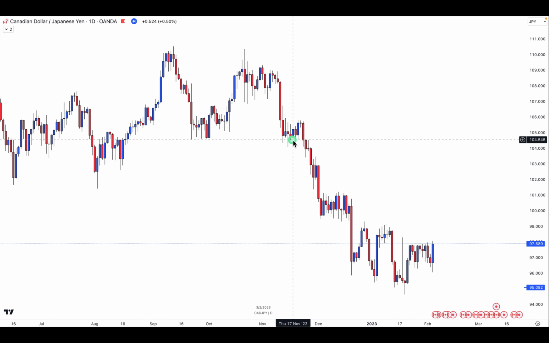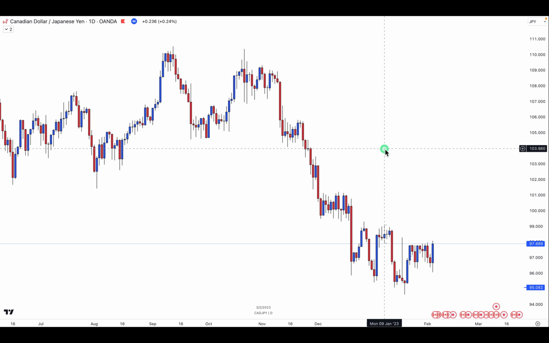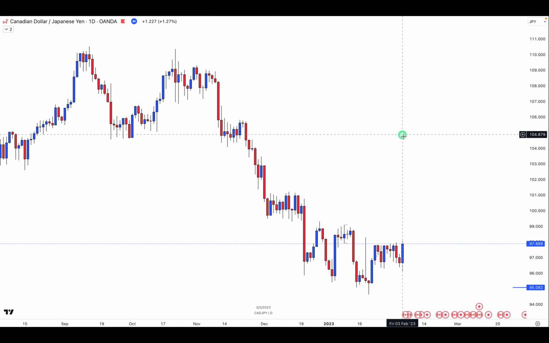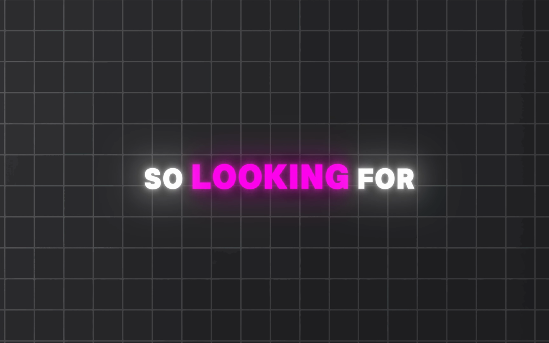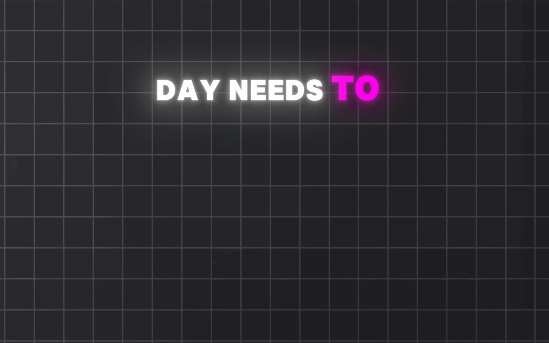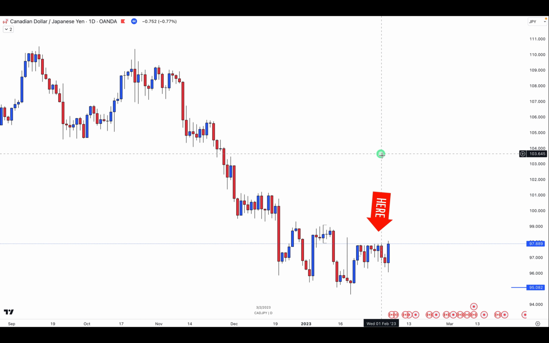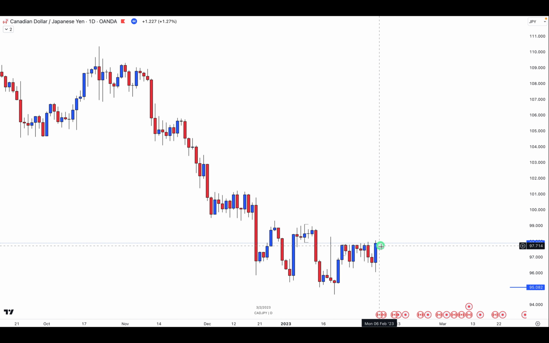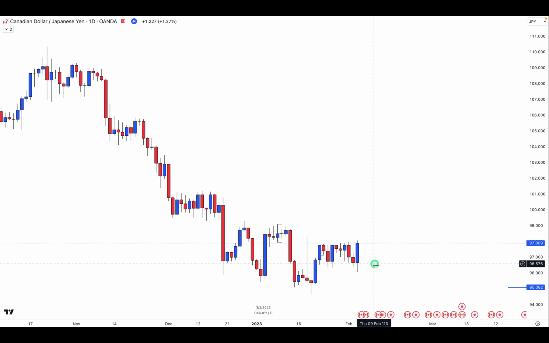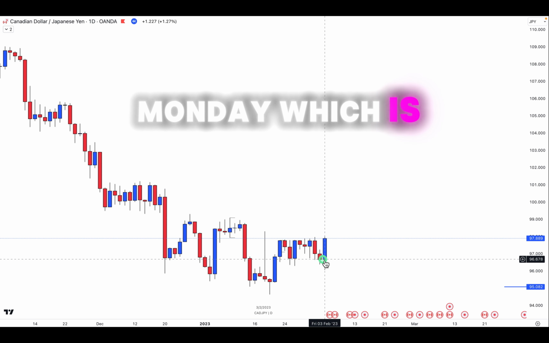We are here again on the daily time frame after checking the calendar and after seeing that the 6th Feb is actually a valid day to trade. Remember, we are only looking for buys when it comes to CADJPY. Remember the other rule that the previous day needs to close bullish for you to be looking to buy the following day. From here, you can see that this candle on Friday closed bullish, so it validates us buying on Monday, which is the 6th Feb.